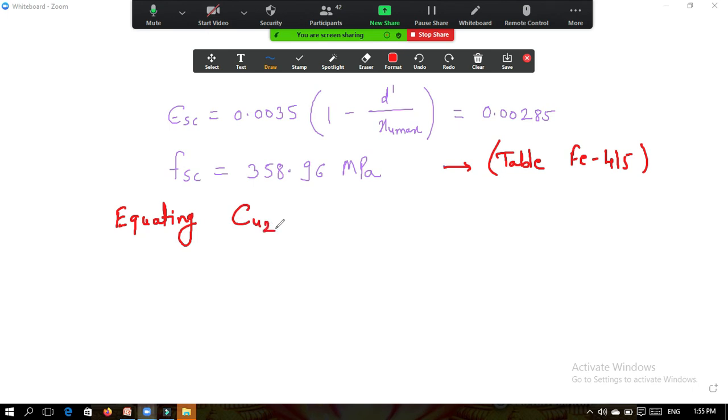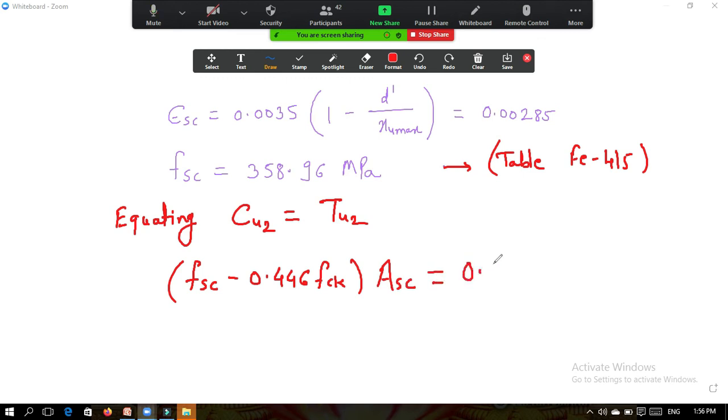Now equating Cu2 is equal to Tu2. If I equate Cu2 and Tu2, what do we get? For Cu2 it is FSC minus 0.446 FCK into ASC, which is equal to Tu2, which is 0.87 Fy AST2. Okay, who has asked me from where we got the value of FSC?